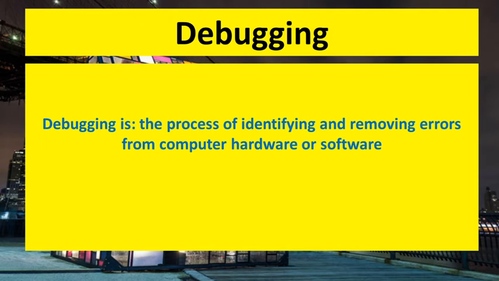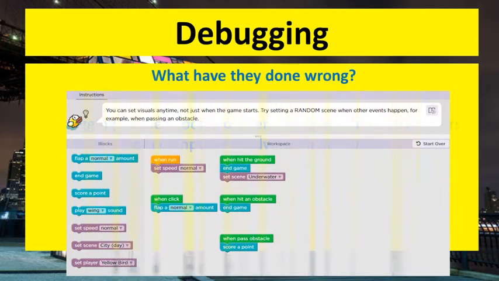So with that in mind, using the game that we looked at last week, I'm going to ask you if you can debug some of the code that I made to see why it isn't working. Okay, so your task here was setting visuals. So try and set a random scene when other events happen. For example, when passing an obstacle.